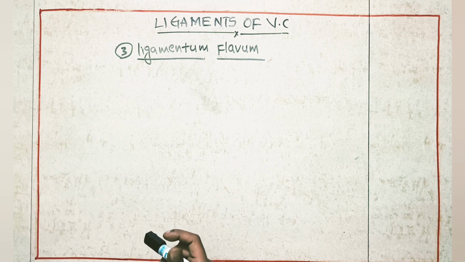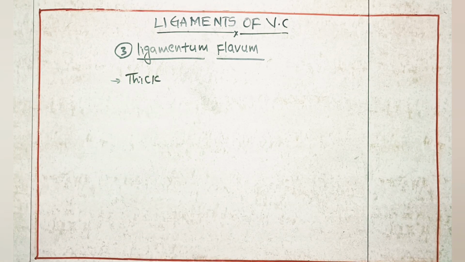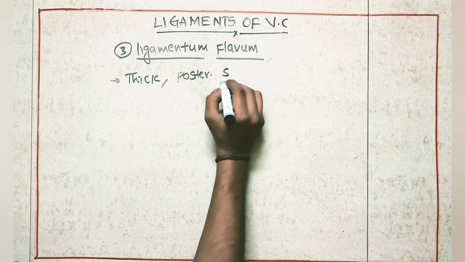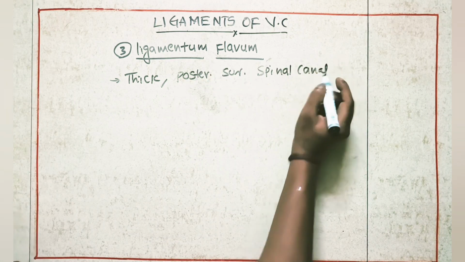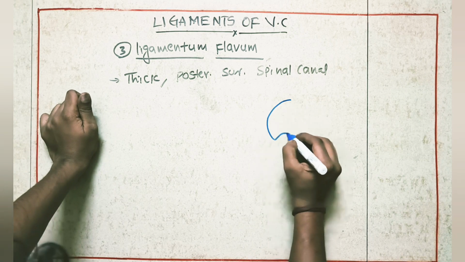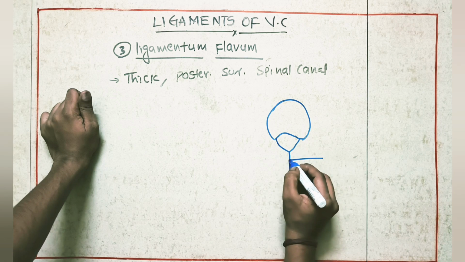Next ligament, ligamentum flavum. It is a thick ligament present over the posterior surface of the spinal canal. Let's see where that is. Suppose we take this as the body of the vertebra; here we have the spinal canal, spinous process, and transverse process.